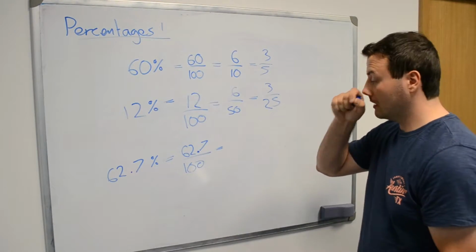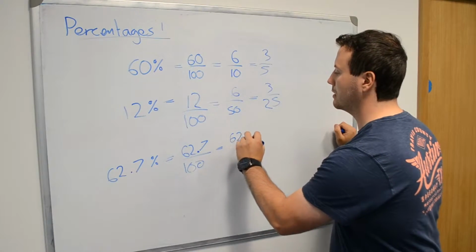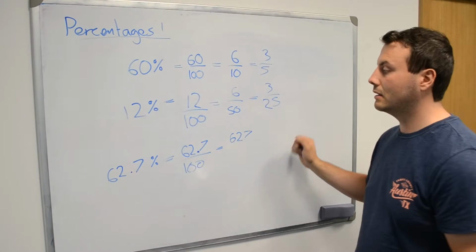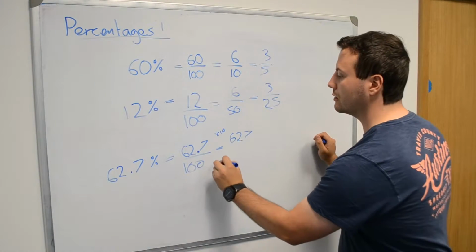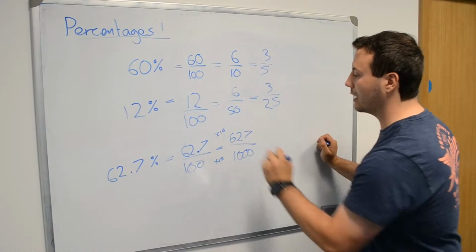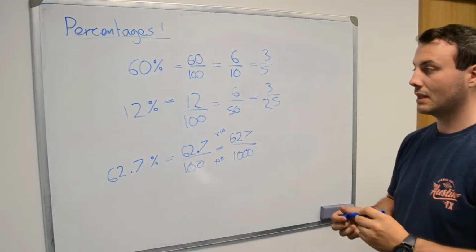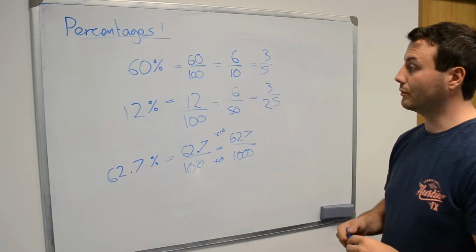How can we do that? Well, on the top side, we get rid of it by timesing it by 10, to give us 627. But to keep this equivalent, if we times the top by 10, so is the bottom. So 100 becomes 1,000. And there you go. That's how you can go from a fraction to a percentage, or percentage to a fraction.